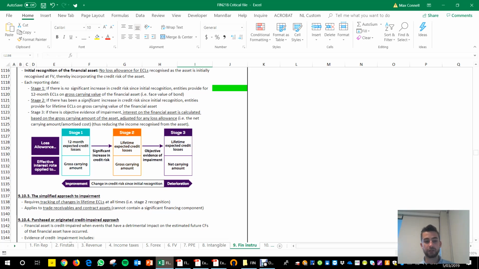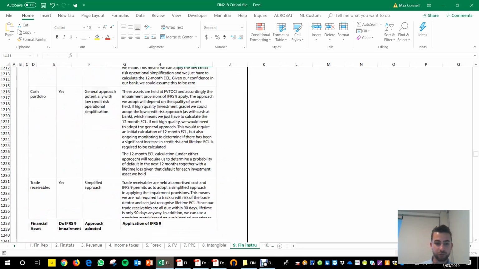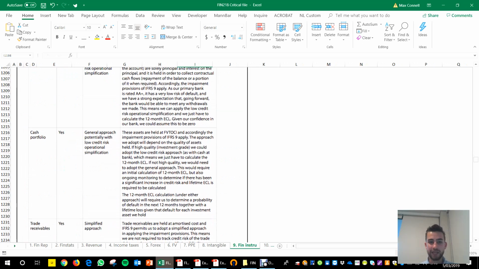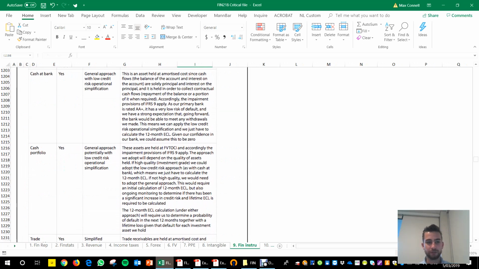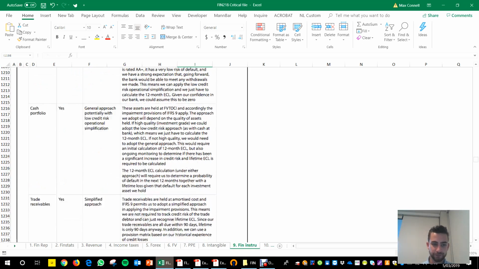But given there's a very low risk on this item, we can apply the 12-month credit loss. So that means we can look at impairment just over 12 months. Given our confidence in the bank, we could assume this to be 0. So again, it's around weighted probability. There's very limited risk around this, so it would be fair to say that we wouldn't need to impair any loss on cash at bank.